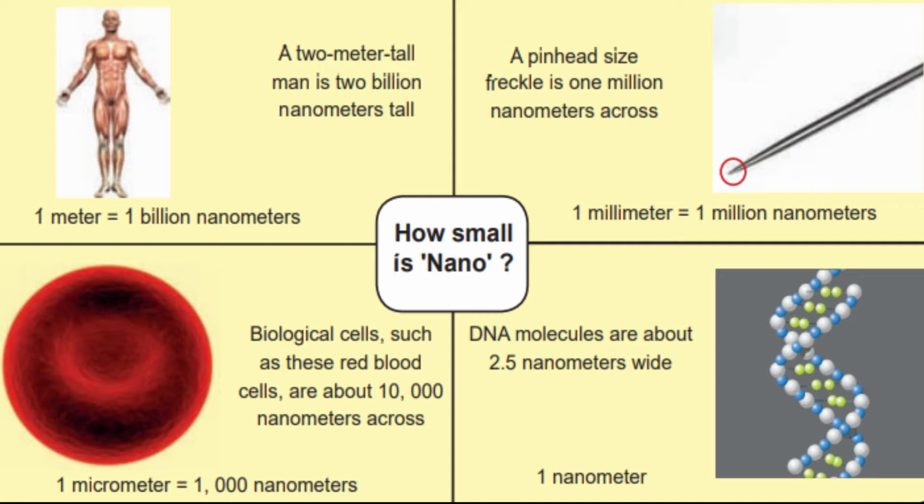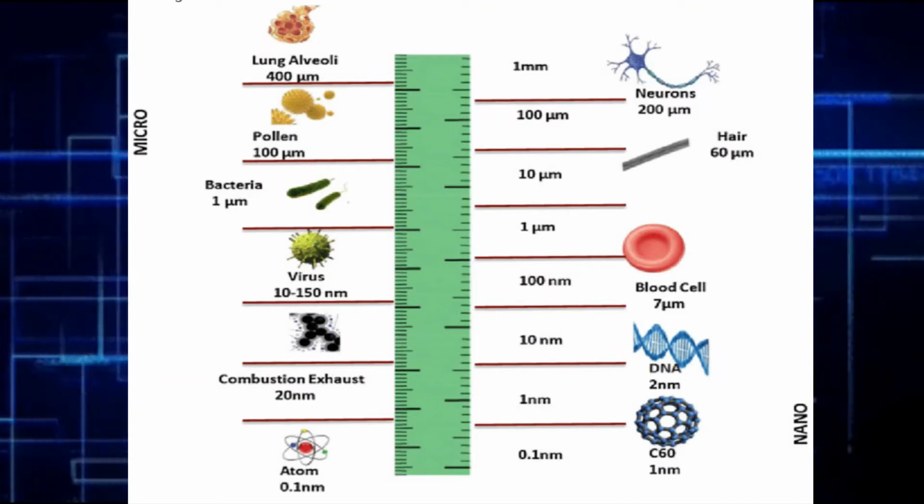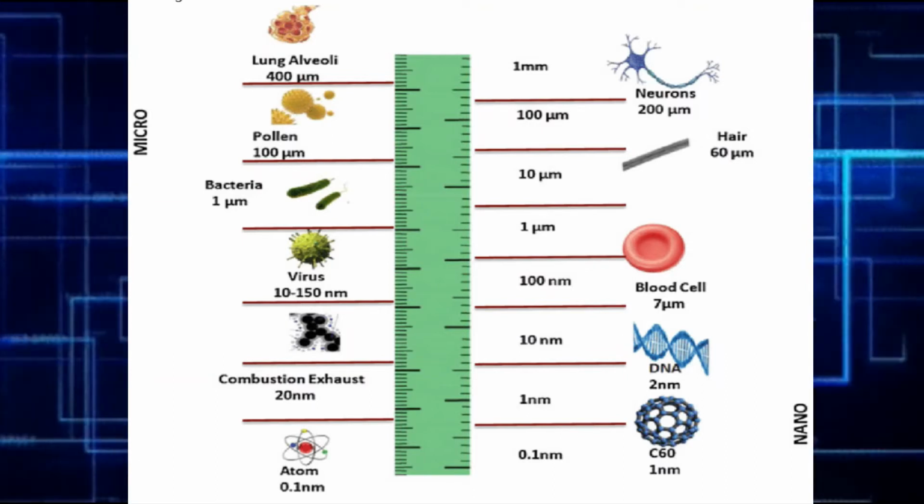Biological cells, such as these red blood cells, are about 10,000 nanometers across. Therefore, 1 micrometer is equal to 1000 nanometers. In this diagram, we can show it easily.